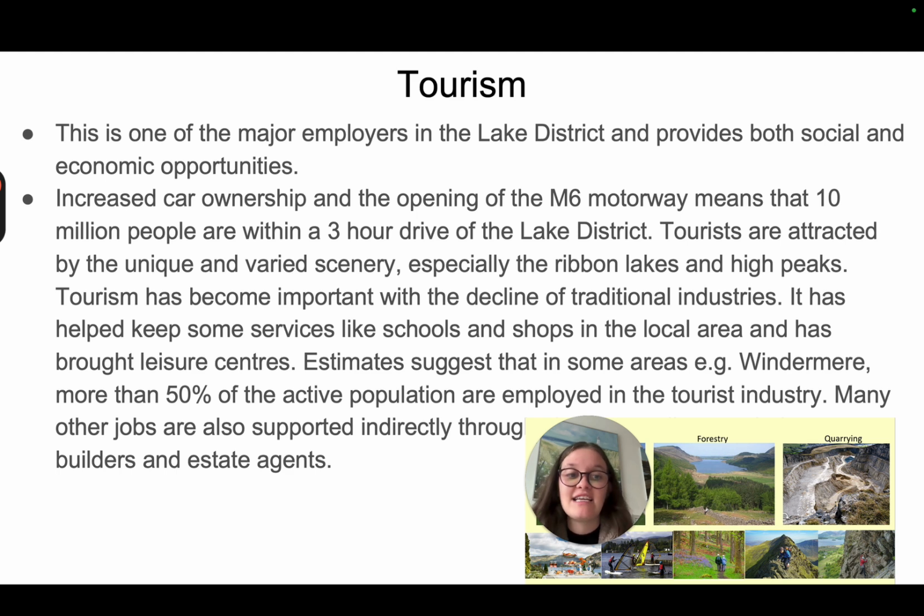Estimates suggest that in some areas, such as Windermere, more than 50% of the active population are employed in the tourist industry. Many other jobs are also supported indirectly through various builders of houses for tourists and estate agents.